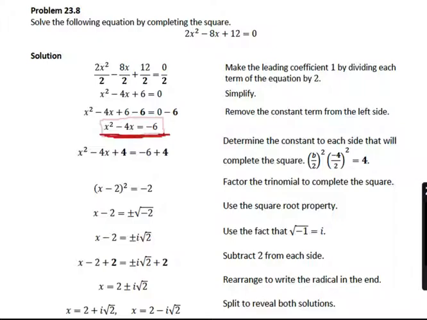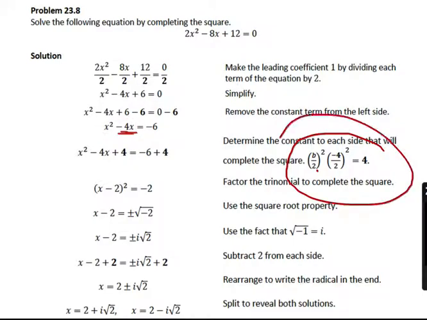And then we have to find the number to add to these two terms to make the left side a perfect square trinomial, which is the square of a binomial. So we find the number to be added by taking the coefficient of x, dividing by 2, and squaring it. Okay, so we take negative 4, divide by 2, which is negative 2, and when we square it, we get 4. So we have to add 4 to these two terms.